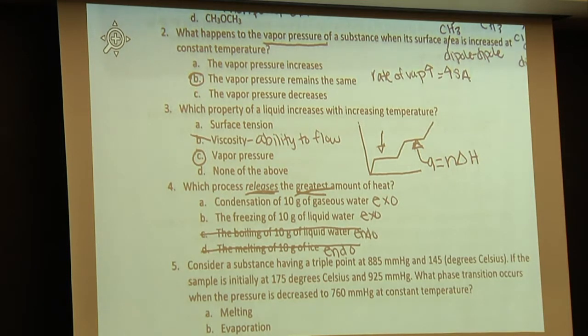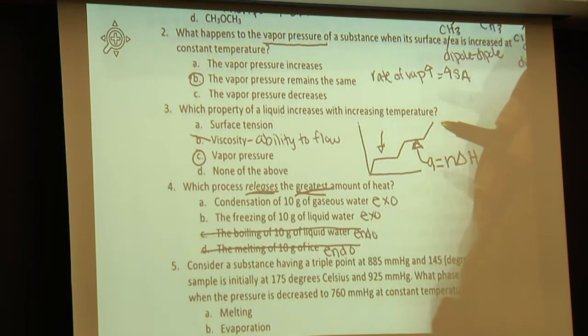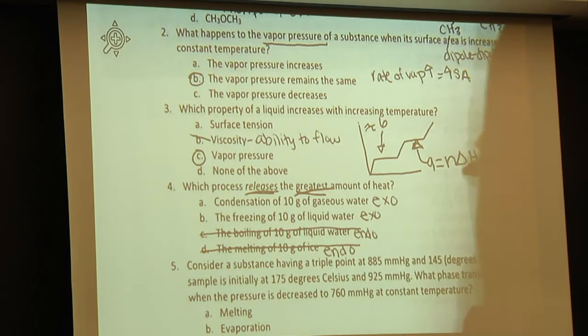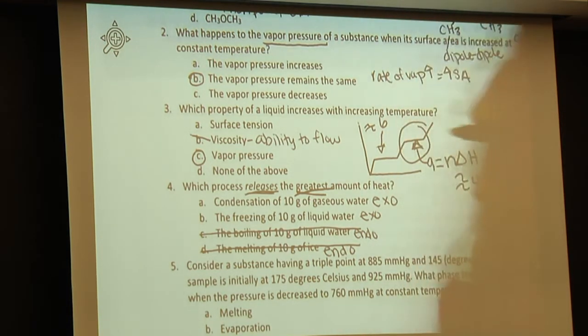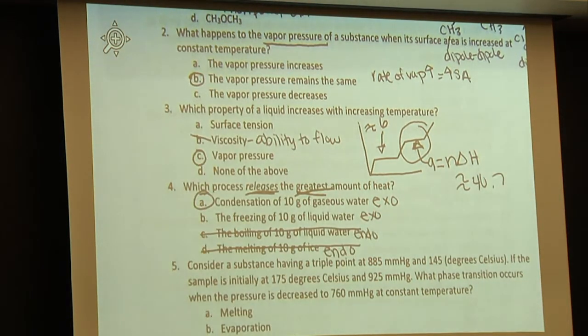Now we want to figure out which one has the greatest amount of heat. Well, remember those delta H's? You had to remember those. So what was the delta H for this first plateau? For delta H fusion? Yeah, it's around 6. And then what about this delta H? It's around 40.7. So this one would have the greater delta H, so the answer should be A. Does everyone see that?